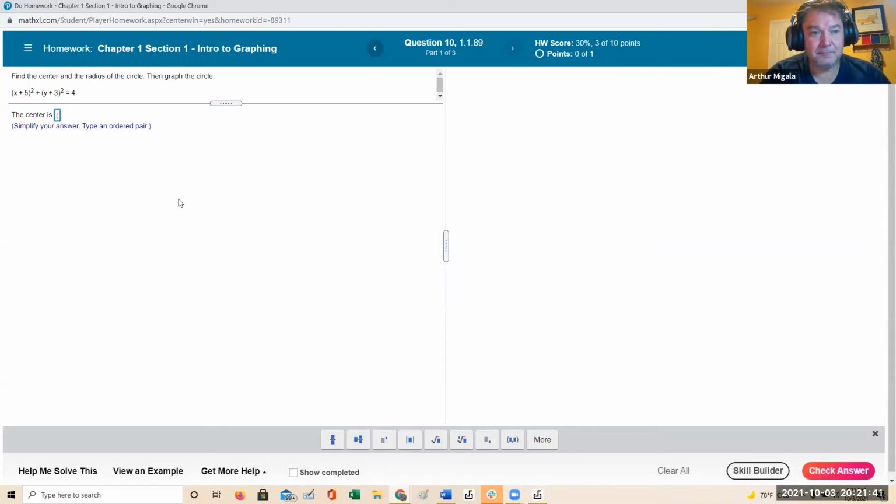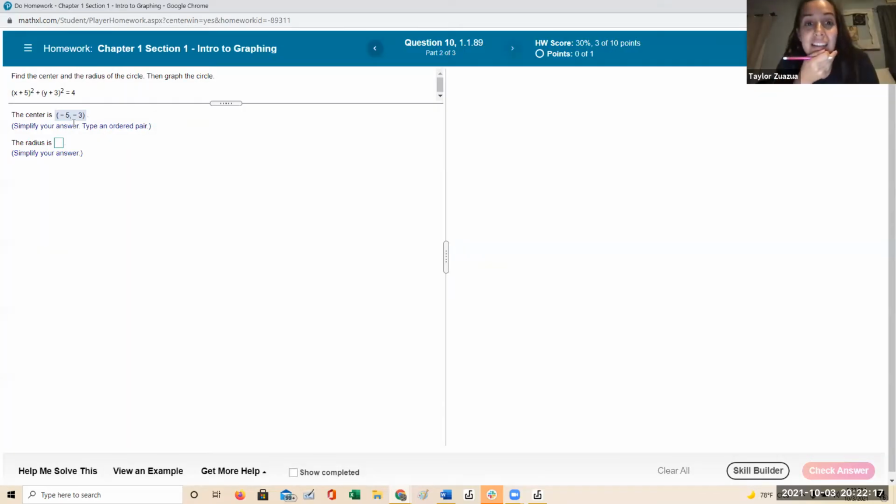The center is 5, 3. No, wait. The center is (h, k). So it is 5, 3. But do you square root? I mean, is it always just the opposite inside the parentheses? We said that about 5 minutes ago. It's -5, -3. It's always the opposite in the parentheses.